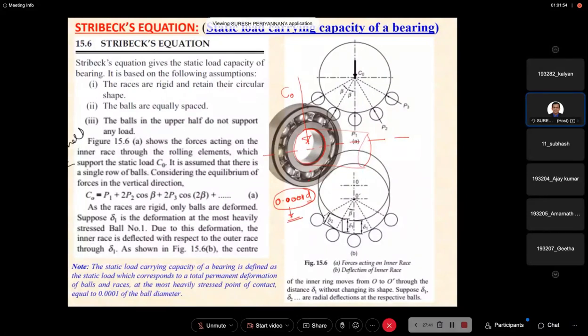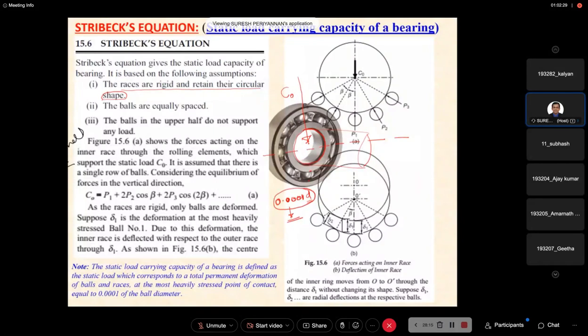In his development, he followed some assumptions. The first assumption he considered is that the races are rigid and retain their circular shape. Circular shape in that sense is what we consider in the beam theory. Can you tell me, in the beam theory, what is one important assumption?